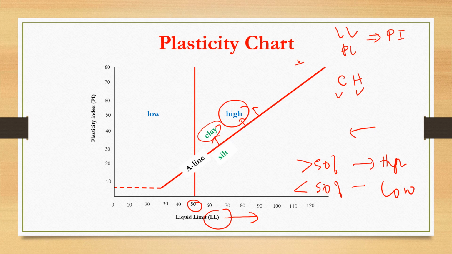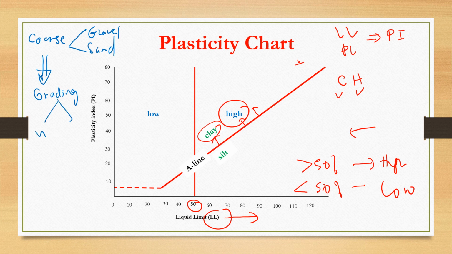Another thing that you need to know is, previously when you were talking about coarse soil, after you identify whether that coarse soil is gravel or sand, the other thing you need to describe is its grading. When we talk about grading, it is either well graded or poorly graded. So that is for coarse, but not for fine.